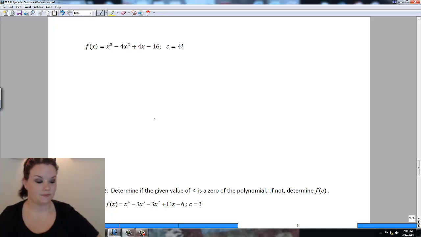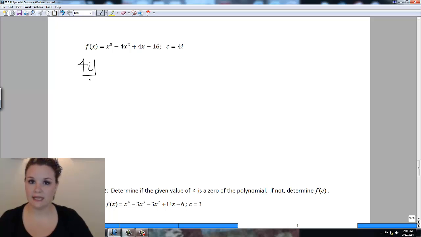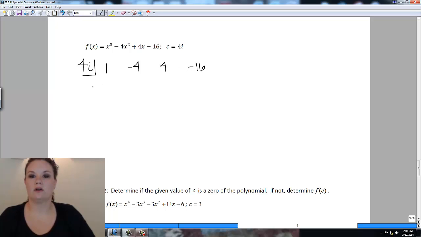So on this first one, I'm going to put 4i. Now remember with i's, i squared is -1. Otherwise, we just leave regular i to the first power alone. I'm going to write out my coefficients. I don't have any missing terms, so I have a 1, I have a -4, I have a 4, I have a -16. Okay? So I bring the 1 down. 1 times 4i is 4i. Now, -4 and 4i, I can't combine. They're not like terms. So I'm just going to leave this as -4 plus 4i.